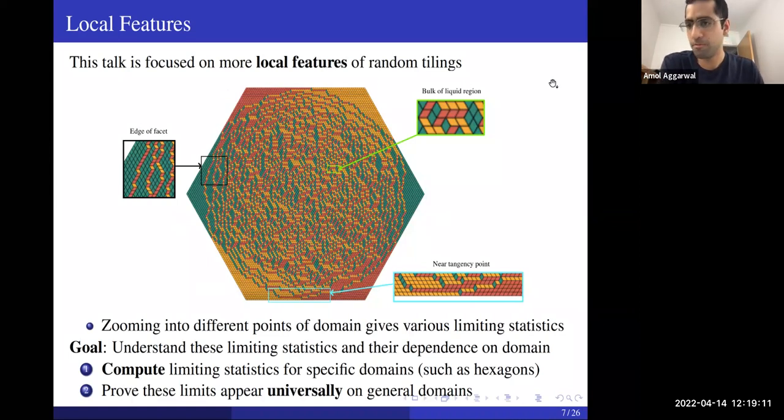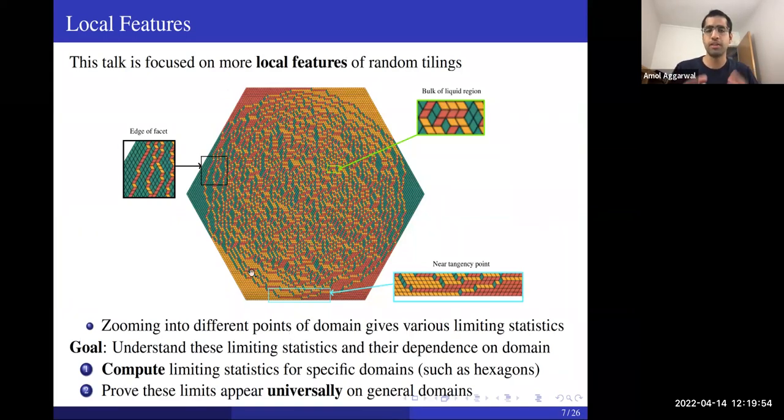Okay, so that was just an overarching description. I'll try to get into more detail about this later on. So the basic goal then is to understand the limiting statistics as I probe these different regions and see how they depend on the domain. Remember, I said that the global features depended very strongly on the domain, so it's natural to expect the local features to as well. And this is what we'll be interested in doing in this talk. So you can view this as comprising 2 steps. The first is to compute the quantitative statistics of these different phenomena for a special domain. And the second is to show that these statistics appear universally.